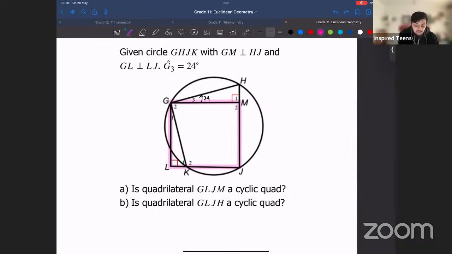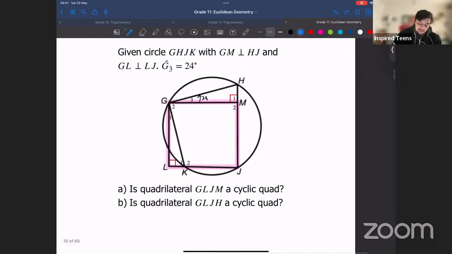Firstly, we can prove that opposite interior angles are supplementary, or we can prove that the exterior angle of a quadrilateral is equal to the opposite interior angle. If that's true, then it would become a cyclic quadrilateral. So we can use either one. Let's look at the only angle we have in our quadrilateral, which is this one, 90, angle L. If we can prove that somehow the opposite angle is 90 as well, because 90 plus 90, it needs to be supplementary.